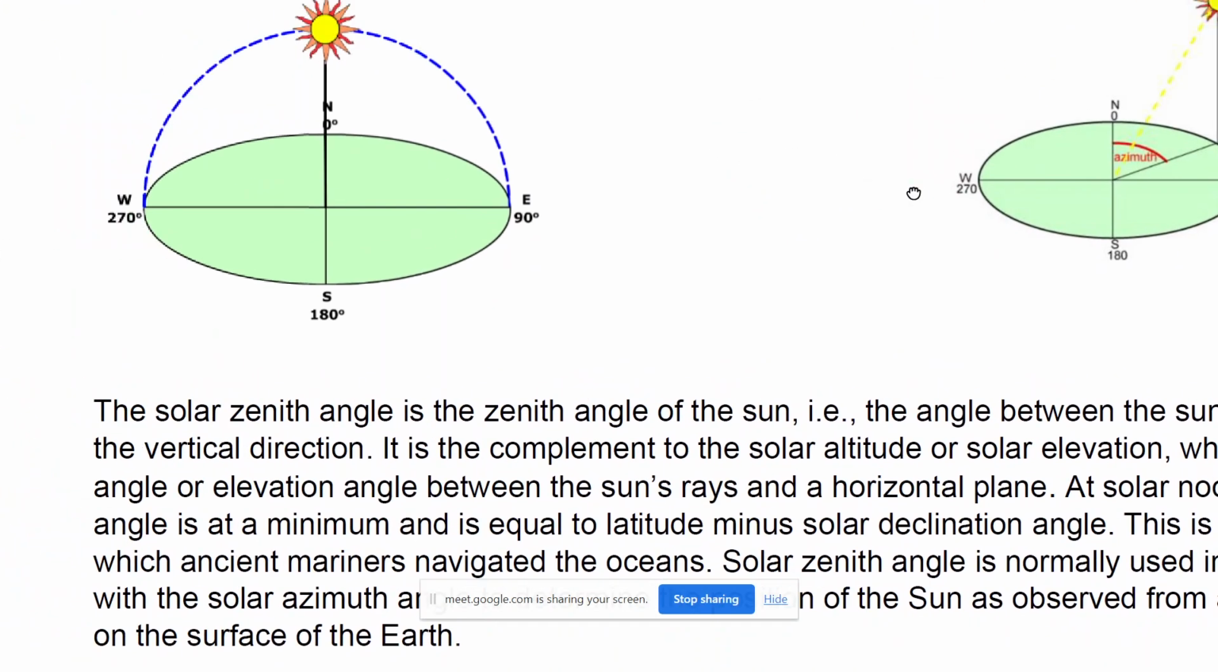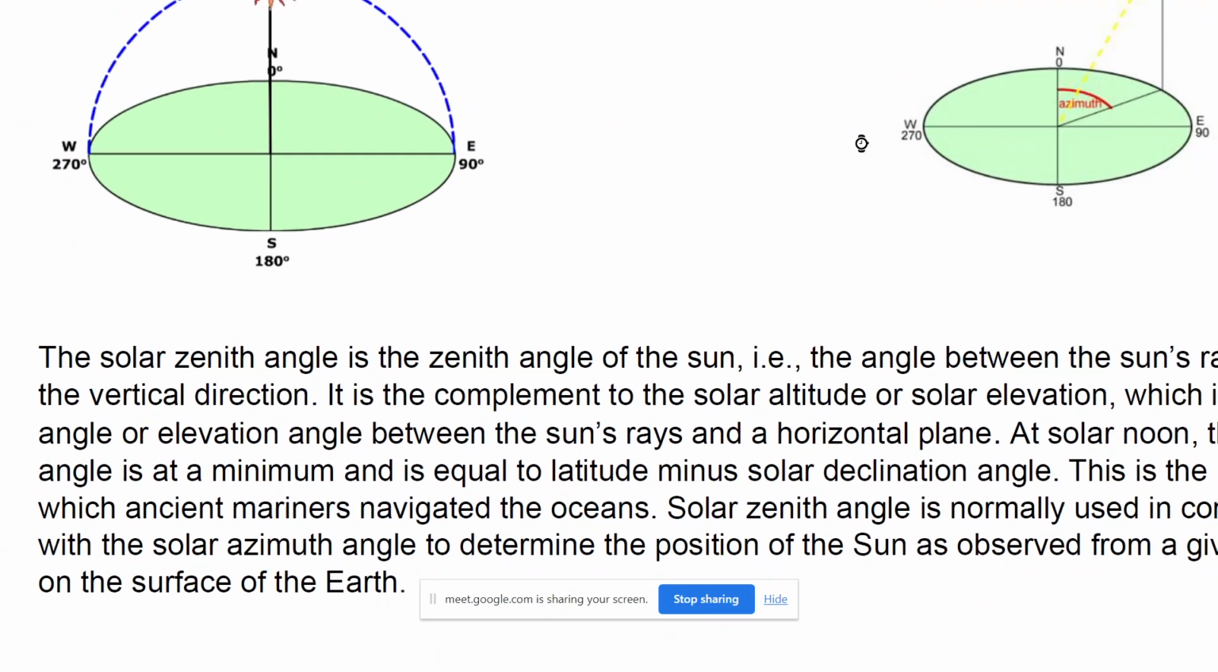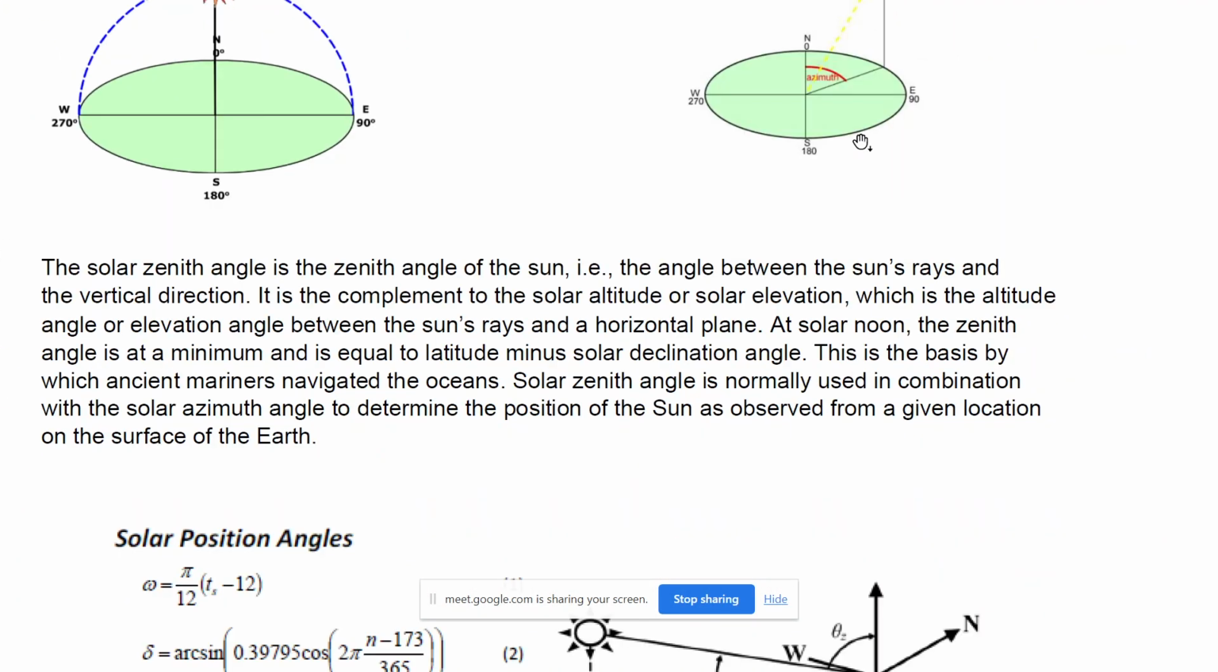Now the last thing was the zenith angle. The zenith angle of the sun is the angle between the sun's rays and the vertical direction. It is a complement to the solar elevation, which is the altitude angle between the sun's rays and the horizontal plane. At solar noon, the zenith angle is at minimum and is equal to the latitude minus the solar declination angle.